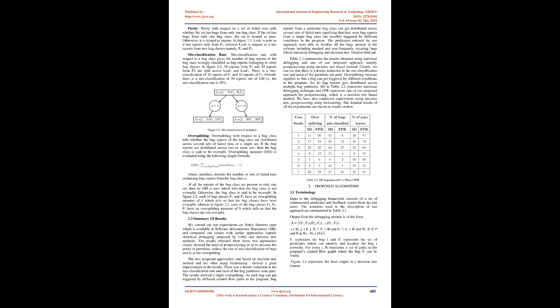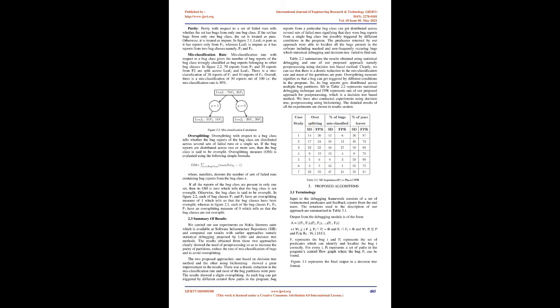Figure 2.1, Purity checking. Purity with respect to a set of failed runs tells whether the set has bugs from only one bug class. If the set has bugs from only one bug class, the set is treated as pure. Otherwise, it is treated as impure. In Figure 2.1, LEAF2 is pure as it has reports only from F2, whereas LEAF3 is impure as it has reports from two bug classes, namely, F1 and F3.